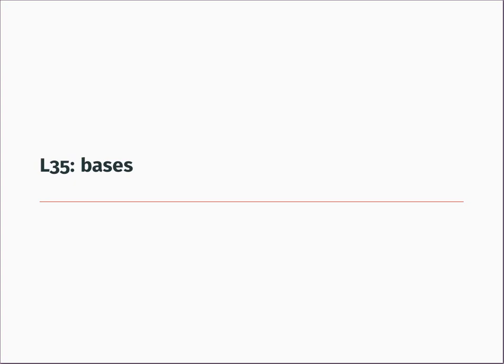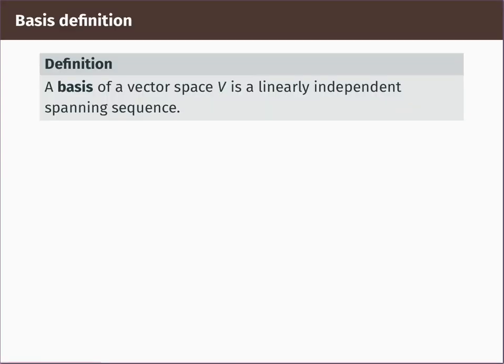Having established the two key concepts of linear independence and spanning sequences, we're now going to put them together to form the idea of a basis. So here's the definition. A basis of a vector space V is a linearly independent spanning sequence. That means a basis is a two-part definition. Number one, you must be linearly independent, and number two, you must be a spanning sequence.